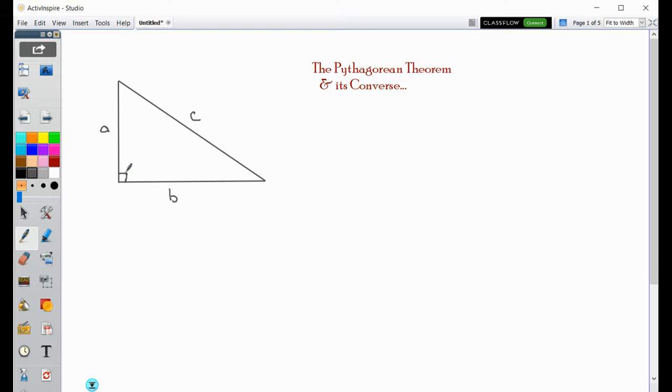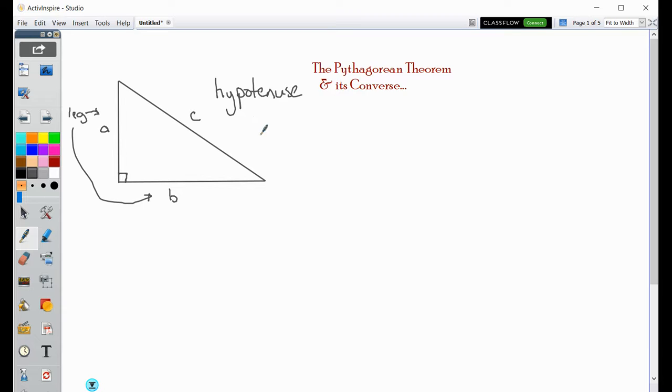Now, these two sides that are right next to the right angle are both called legs. This is a leg right here, and we have another leg right there. The side that is opposite the right angle is called the hypotenuse. Okay, so we have the two legs and we have the hypotenuse of a right triangle.